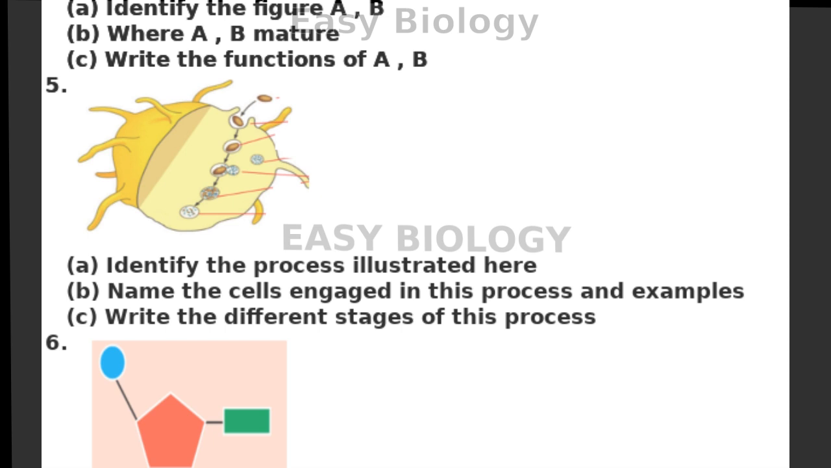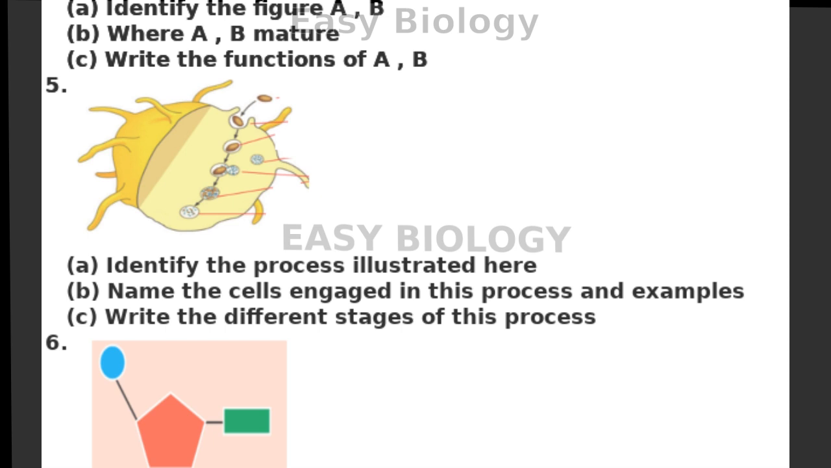Question number 5. A. Identify the process illustrated here. The answer is phagocytosis. B. Name the cells engaged in this process and examples. Answer: phagocytes. The cells engaged in phagocytosis are known as phagocytes. Examples: neutrophils and monocytes.